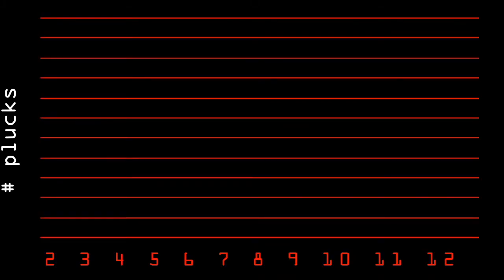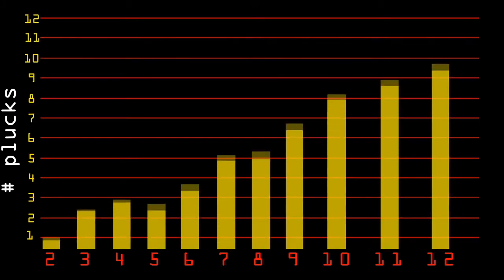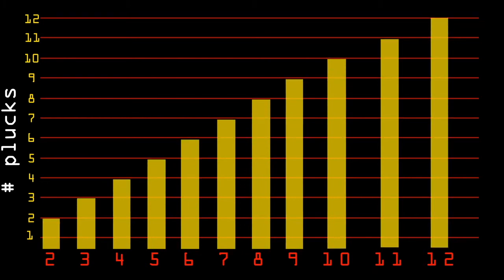At first, they decide to use the simplest method. They send the result as the number of plucks. So to send a 3, they send 3 plucks, 9 is 9 plucks, and 12 is 12 plucks.